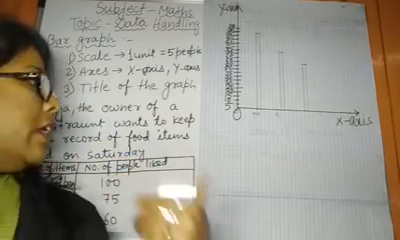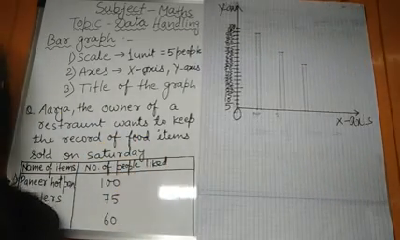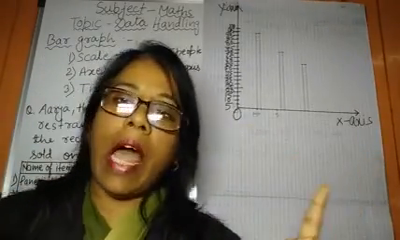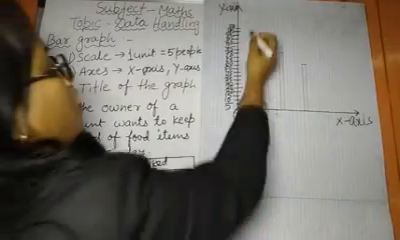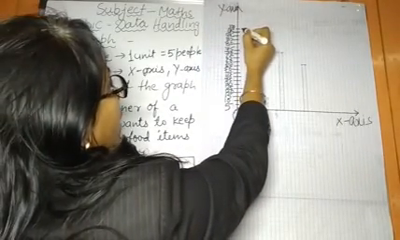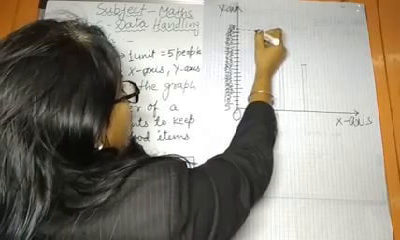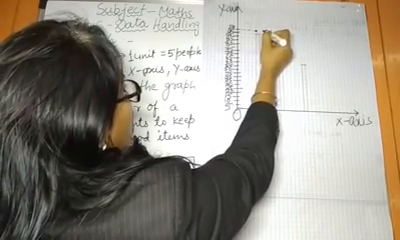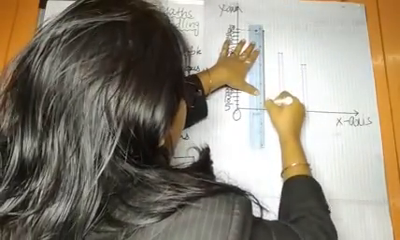Now the next work is there, paneer hot pan, that is for 100 people. Paneer hot pan liked by 100 people. So we will go to 100. We will go here to 100 and take that horizontal line. We will put a mark here, and then join it with the help of a scale.